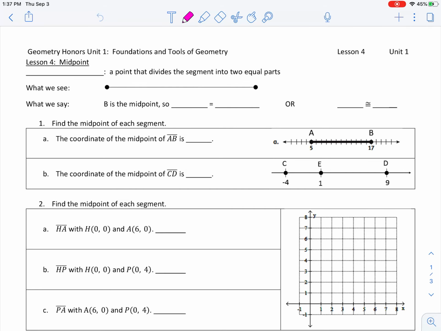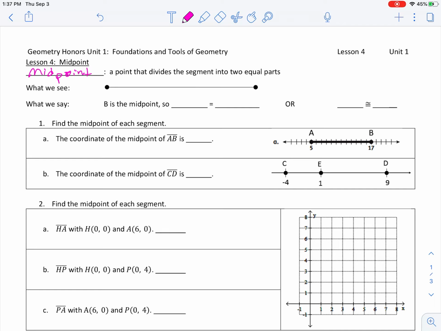Okay, lesson 4, midpoint. Let's go through some vocabulary to start off with and some symbols, and then we'll get going into the lesson. Okay, a point that divides the segment into two equal parts. Now, that is what our lesson's about, which is called a midpoint.